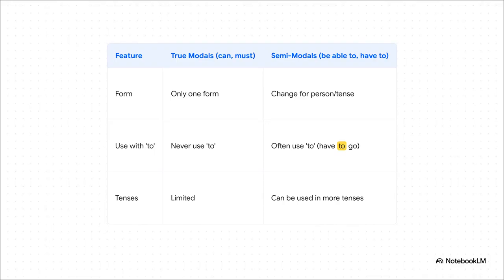So the big differences are pretty simple but super important. True modals have just one form, but semi-modals change, right? I have to, but she has to. And while you can't use true modals in very many tenses, semi-modals give you a ton of flexibility, so you can say things like, I will have to go, or I've been able to work from home.